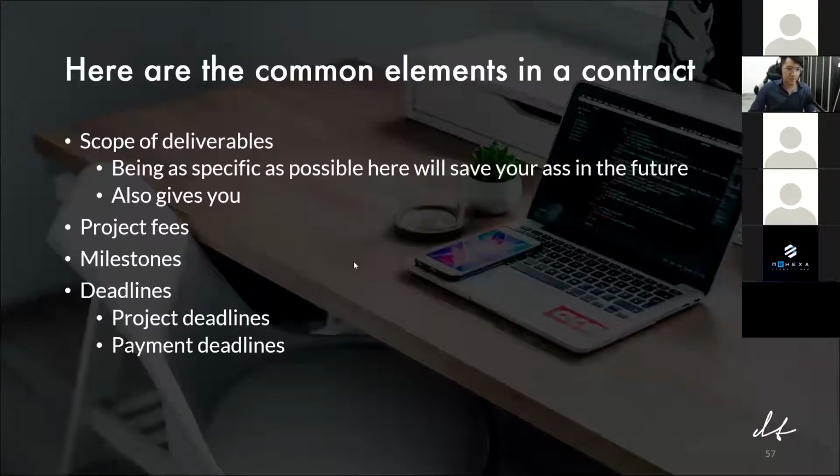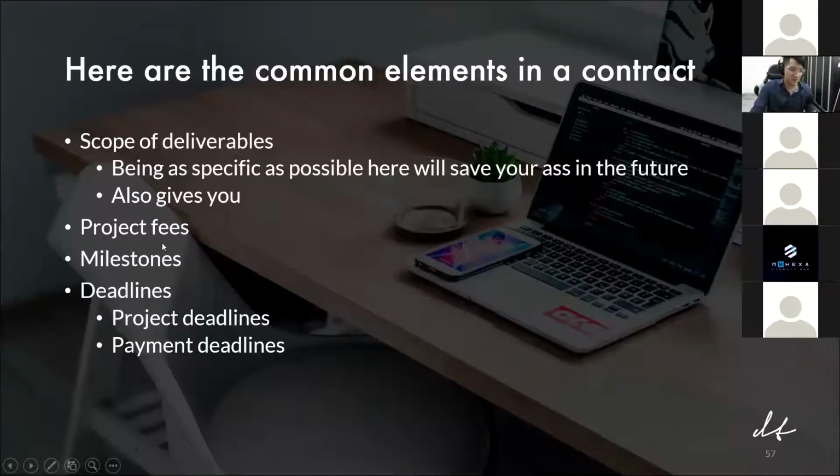So yeah, this is what I mentioned. Scope of deliverable: be as specific as you can, because it will save you in the future in case the client keeps on adding features, so that you can charge them based on each of the additional changes. Project fees, milestones, deadlines, yes, as I mentioned previously. Yeah, so that's all the elements you need in the contract.